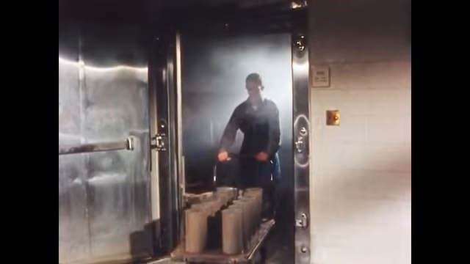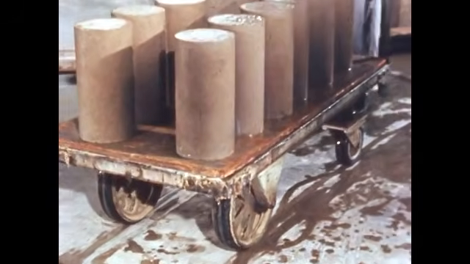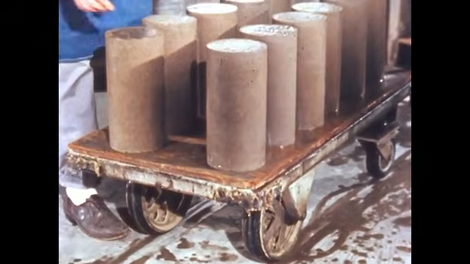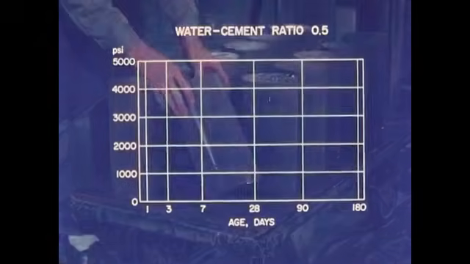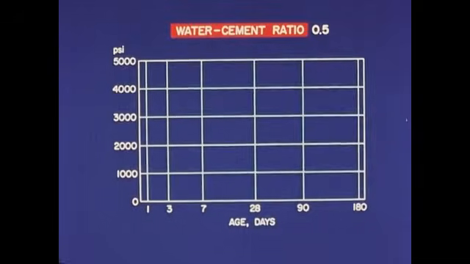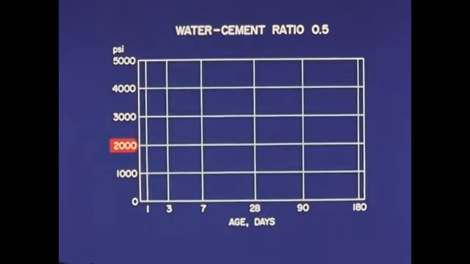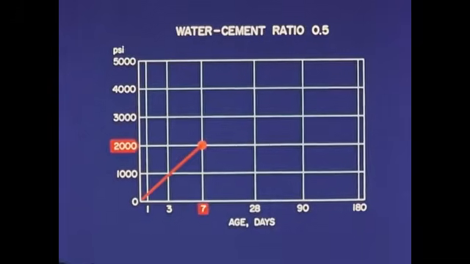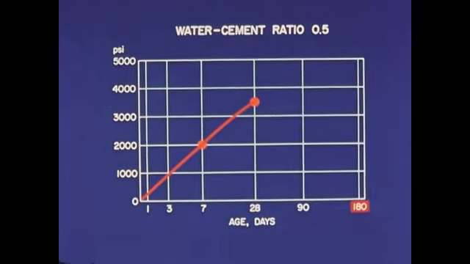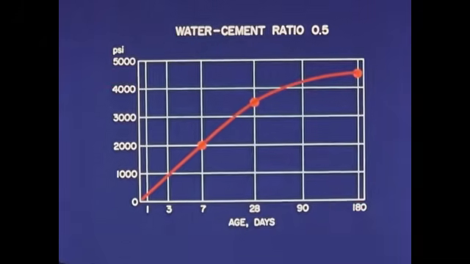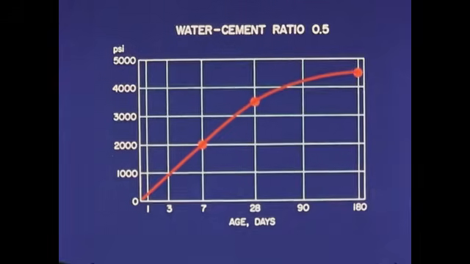To study the effects of hydration, laboratory specimens are cured in moist rooms under controlled temperature-humidity conditions. Air-entrained concrete made with a water-cement ratio of 0.50, 1/2 pound of water per pound of Portland cement, will typically show a strength of about 2,000 psi after 7 days curing. The 28-day strength will be around 3,500 psi, and at 6 months, 4,500 psi if the concrete is continuously cured.